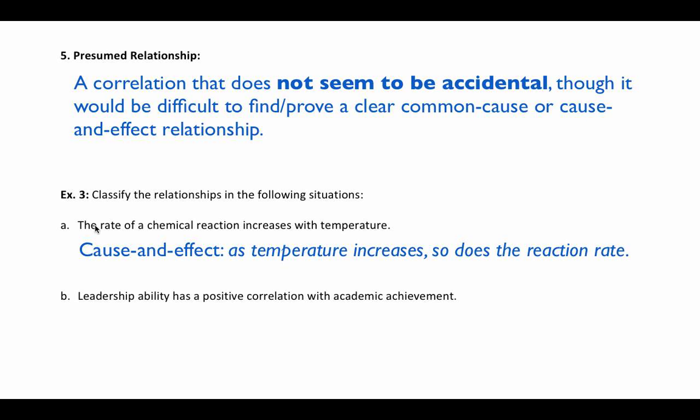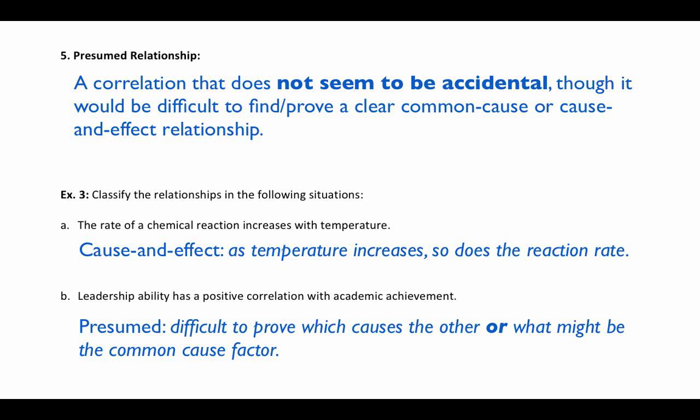Leadership ability has a positive correlation with academic achievement. So you're a gifted leader, or you're high on a leadership spectrum of some kind, and that has a positive correlation with your academic achievement. Okay, so what's going on here? Again, this would be presumed. This would be difficult to prove which one causes the other, or what might be a common cause factor. But we could say, oh no, there's something going on here, because statistics will tell us time and time again that leadership ability and academic achievement certainly are positively correlated with one another.